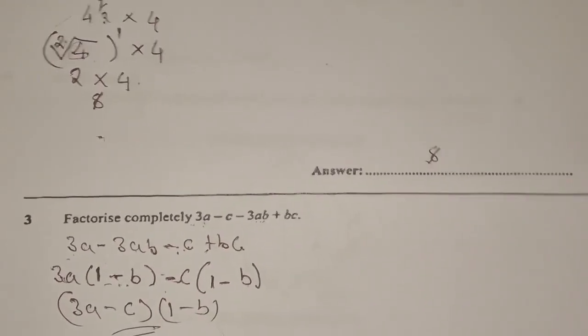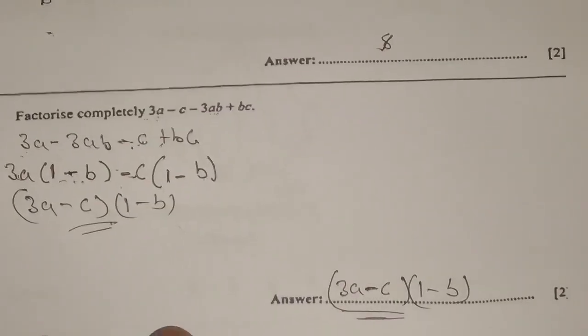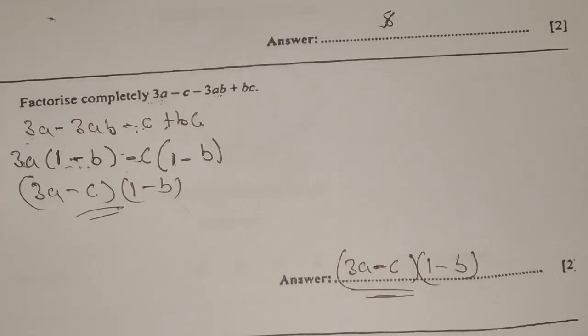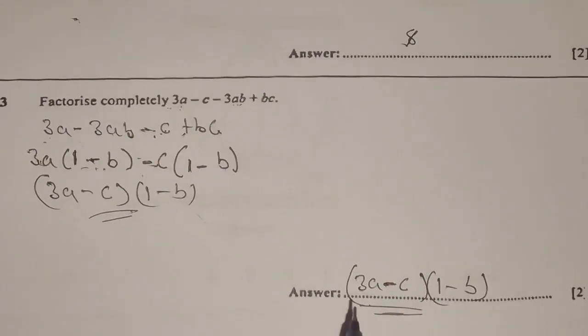So we have 3a minus c multiplied by 1 minus b. Okay, so this was the answer on number 3: 3a minus c multiplied by 1 minus b.